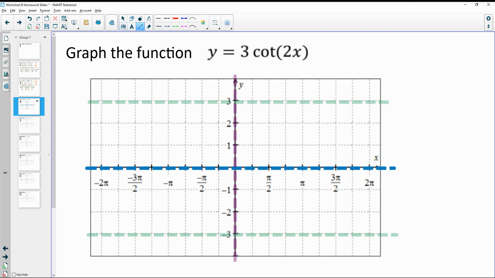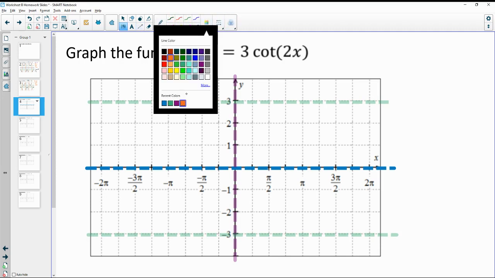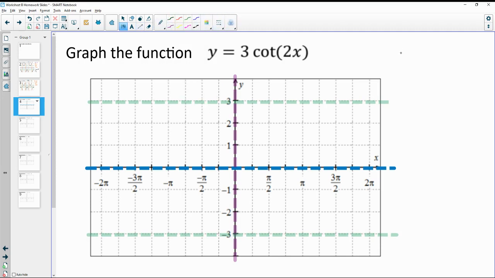All right, then let's take a look at the period. So tangent's normal period is pi, and now we're going to be dividing by 2. So our period is going to be pi over 2. Okay, and pi over 2 is only 2 boxes.